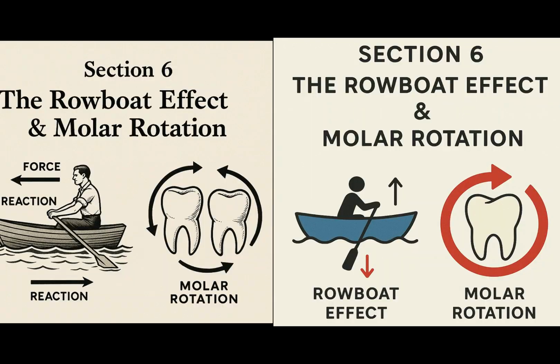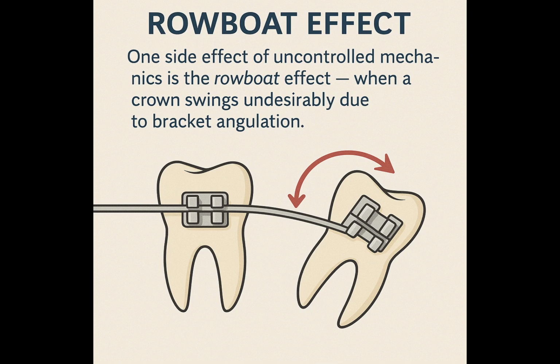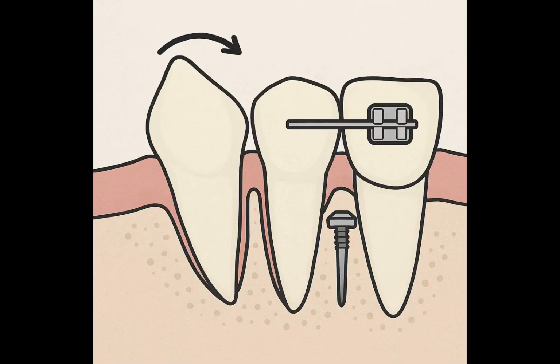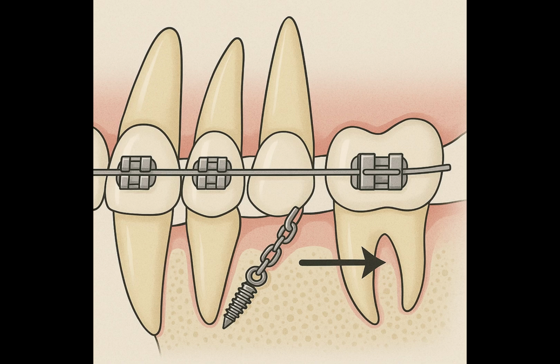Section 6. The rowboat effect and molar rotation. One side effect of uncontrolled mechanics is the rowboat effect, when a crown swings undesirably due to bracket angulation. To avoid this, orthodontists stabilize the canines with strong anchorage, often reinforced with TADs.